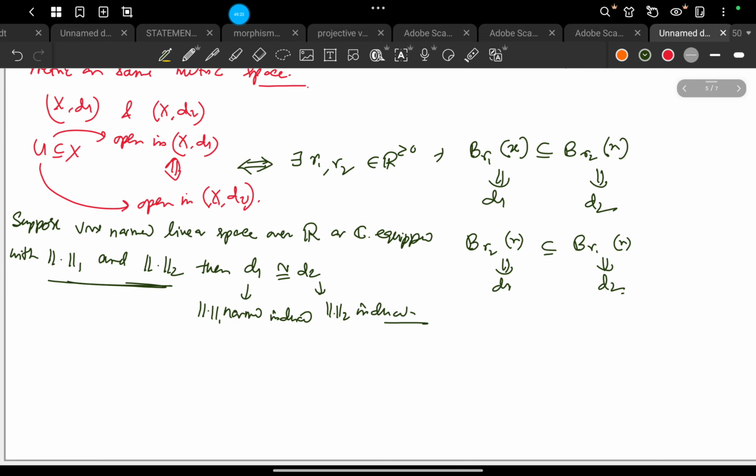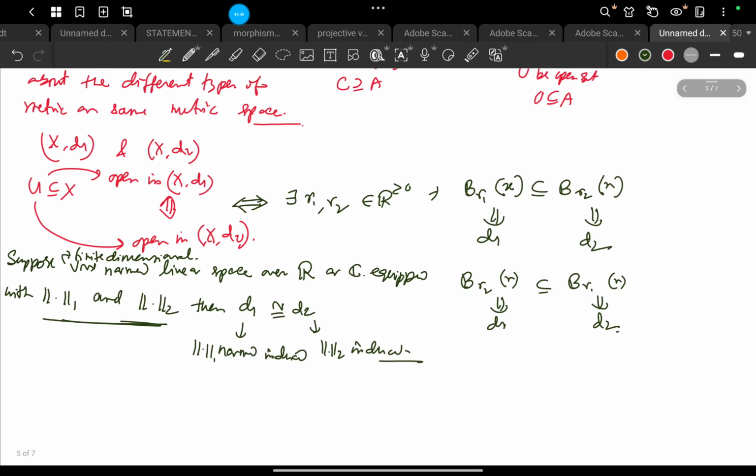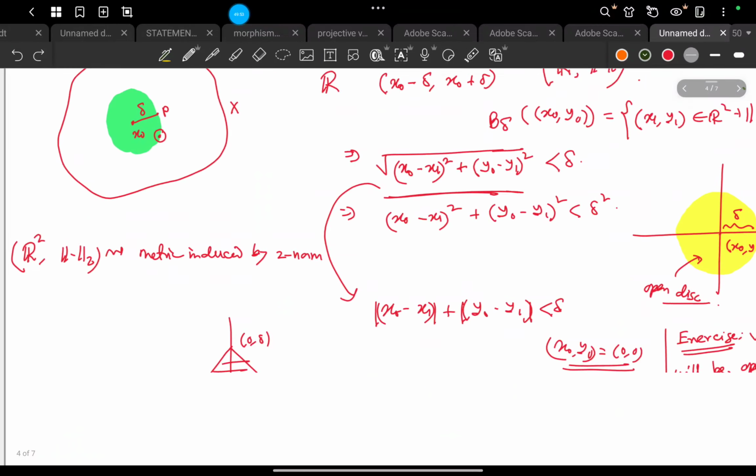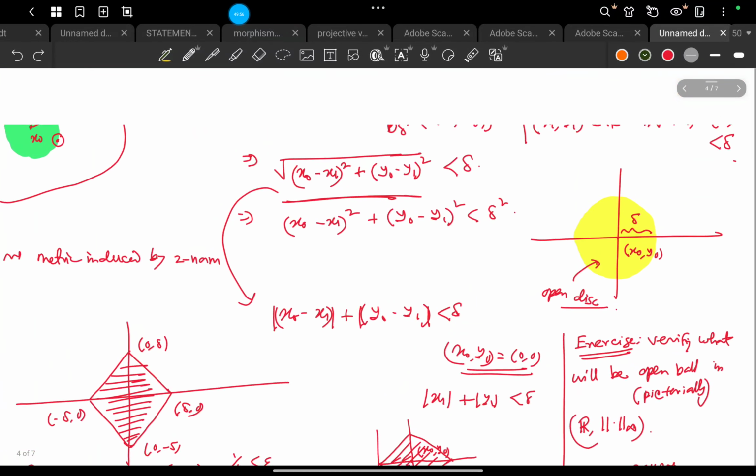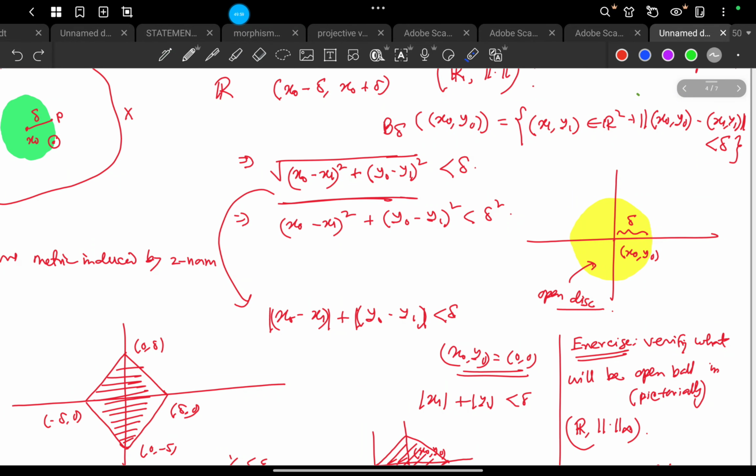Now, what is the general picture? One can easily check that suppose V is finite dimensional, then it is possible. If we have a finite dimensional vector space and any two norm induced metrics, then both will be equivalent with each other. So what actually this means, let us just go to the open ball cases. In case of the two norm metric on R2, you are getting an open disk like this.